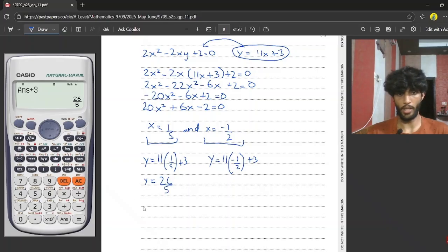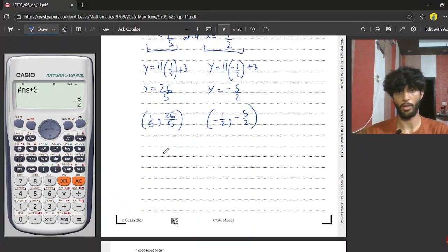So one of the points of intersection is going to be 1 by 5, comma 26 by 5. And then the other point of intersection would just be minus 11 by 2 plus 3. So negative 5 by 2. So this other point is going to be negative 1 by 2, comma negative 5 by 2. These are the 2 points of intersection for the line and the curve.